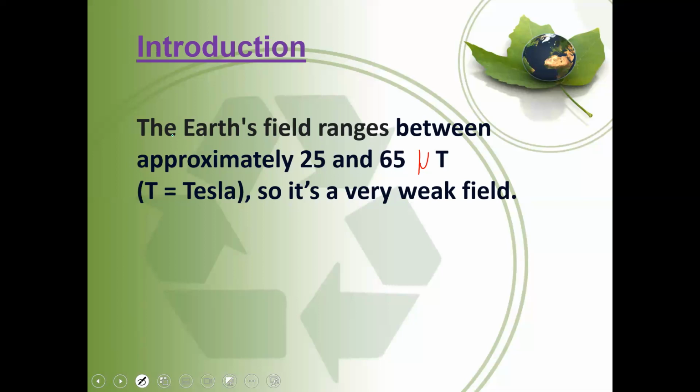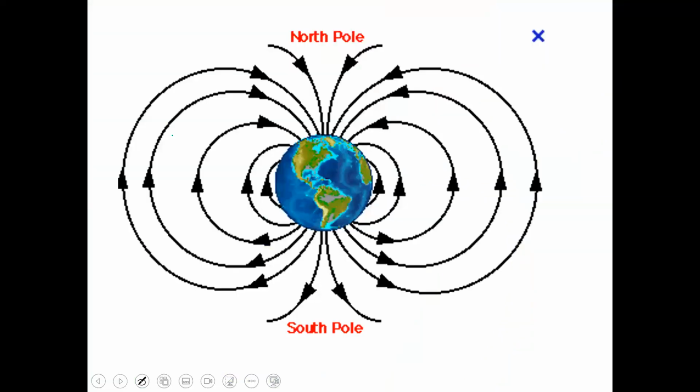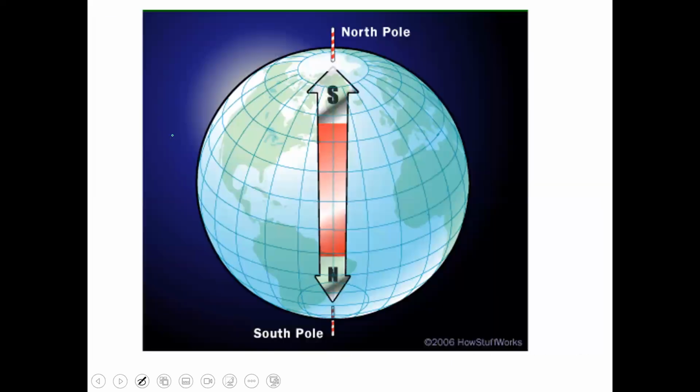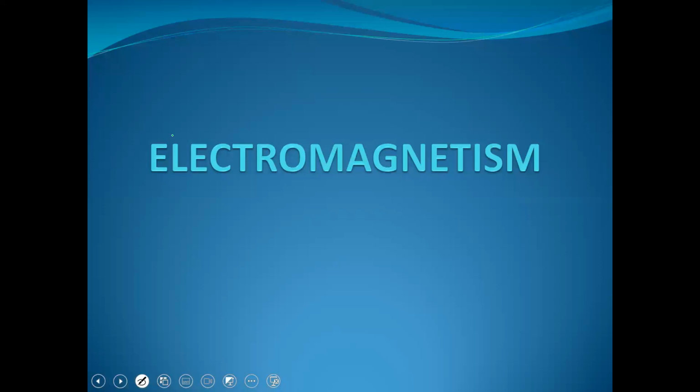It means the Earth's magnetic field is very weak. This is a pattern of the Earth's magnetic field, and this magnetic field spreads out from the planet, and it is noticeable from satellites also, even though it's not a very strong field.